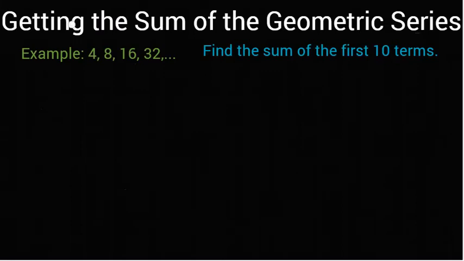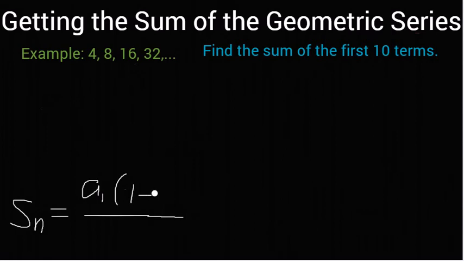Okay, so this time we will be discussing how to get the sum of a geometric series by using this formula. We have Sn is equal to the first term times 1 minus r raised to the power of n, divided by 1 minus r. We are going to use this to get the sum of the first 10 terms, or the first 8 terms.